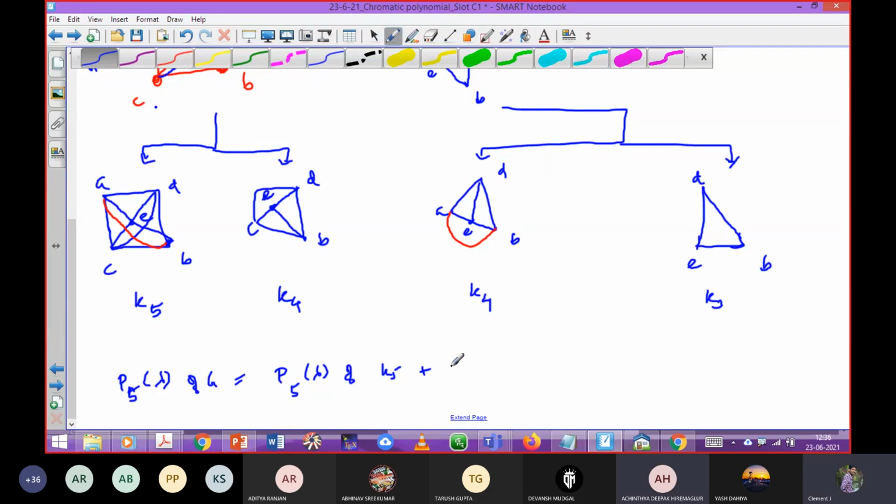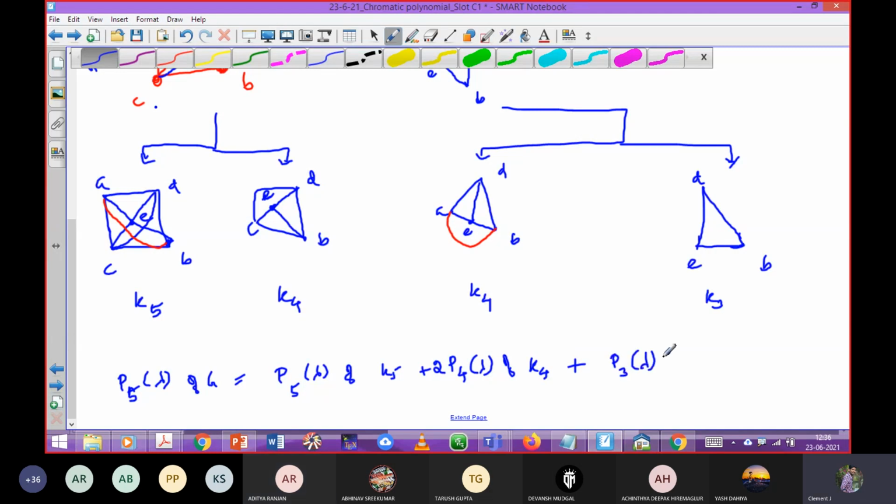What about the next? 2 into P4 of lambda of K4. Very good. 2 times, because I have 2 copies of K4, right? So 2 times P4 of lambda of K4. Last one is? P3. Very good. P3 of lambda of K3.